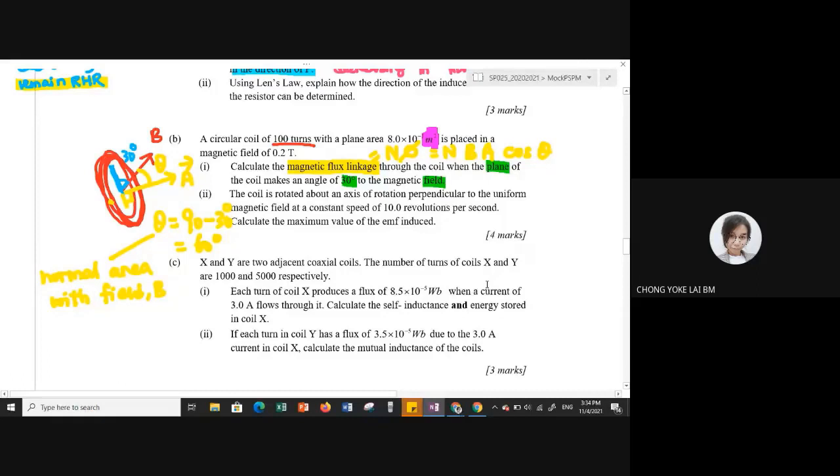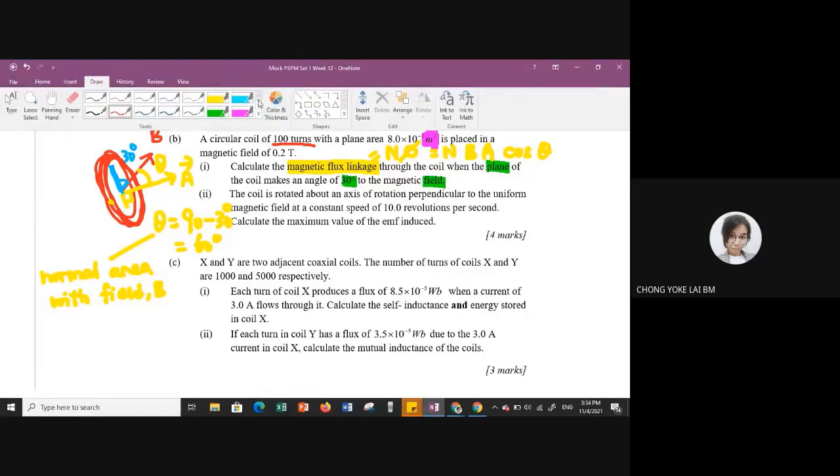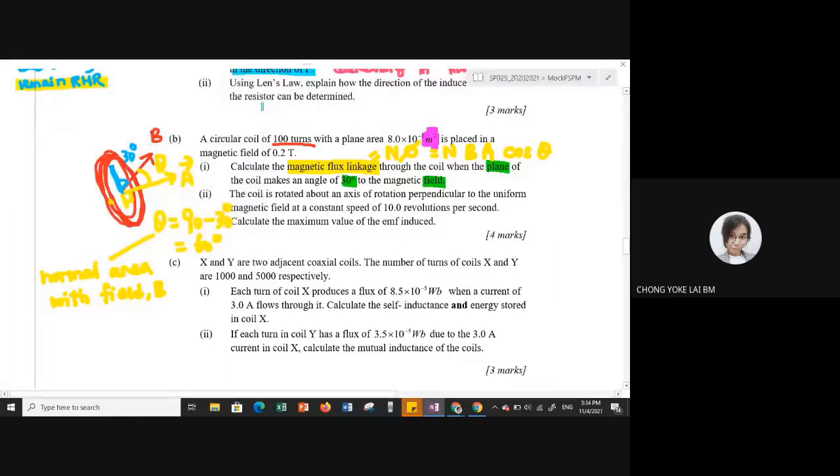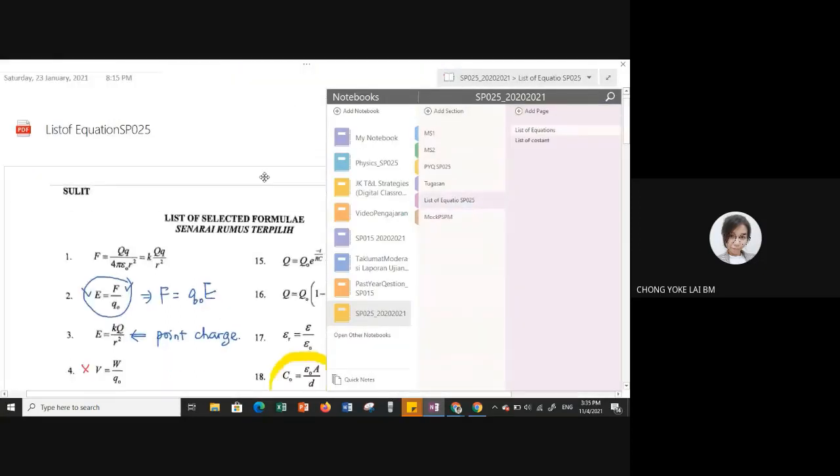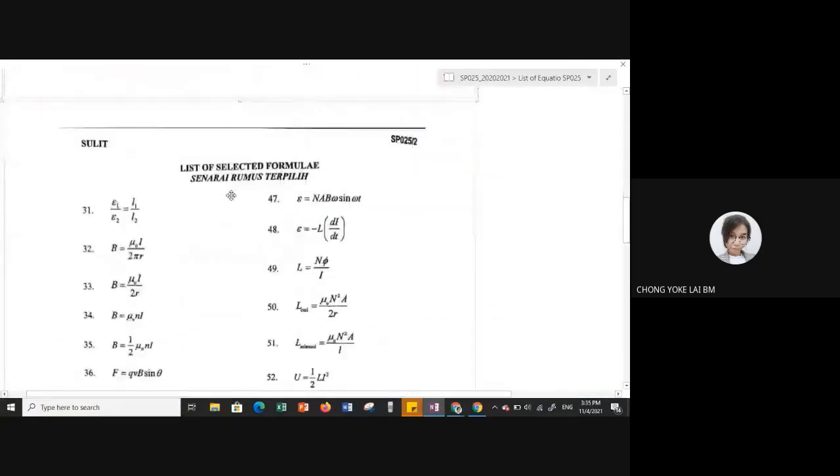Dan soalan kita sambung soalan 2. The coil is rotated about an axis of rotation perpendicular to the uniform magnetic field at a constant speed of 10 revolution per second. Calculate the maximum value of EMF induced. Kita ada banyak situasi untuk induce EMF. So kali ni kita nak cari EMF induced yang maksimum di mana coil is rotated. Coil tu berpusing. Jadi, mana satu formula you nak guna? You boleh refer kepada list of equation.